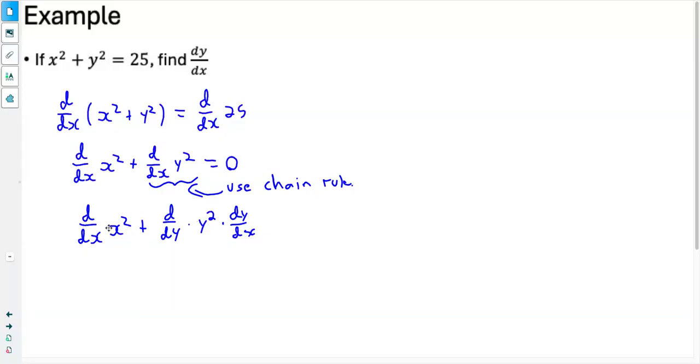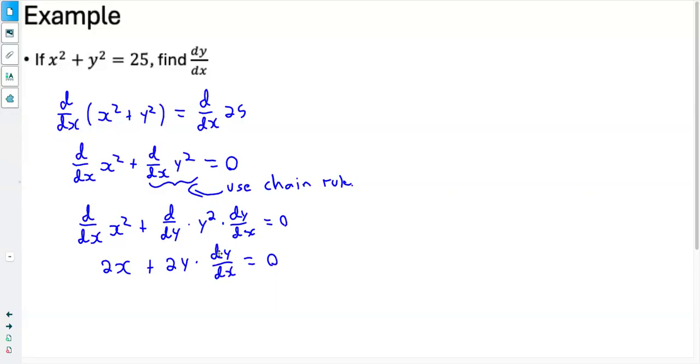Okay, our derivative of x squared is 2x. And then plus our derivative of y squared, which is going to give us 2y, because we're taking the derivative with respect to y, and then times dy over dx, our derivative of y with respect to x, and we know that equals 0.